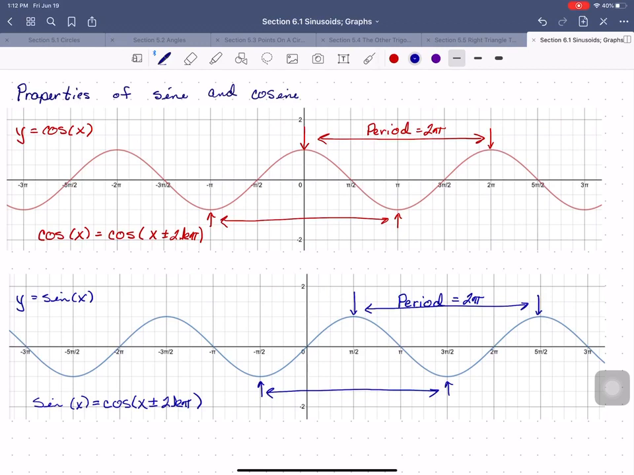So that's the other thing I want you to notice, is notice that there are 2 x-intercepts per period. This will become more important later. But for both sine and cosine, the function crosses through 0 twice in each period.